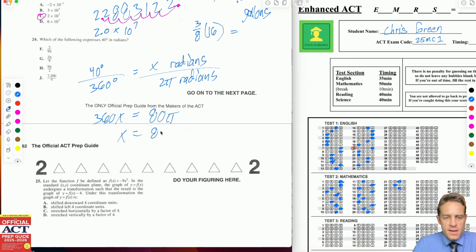And then x itself is this, which reduces. I'm going to reduce just one step at a time, gets you to this, to this, to this.